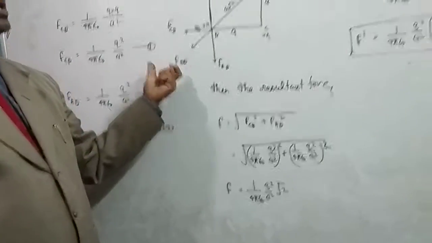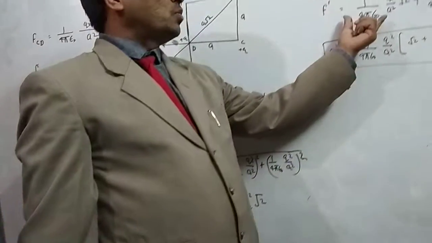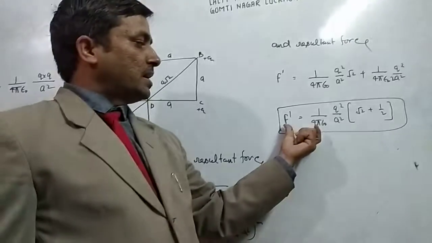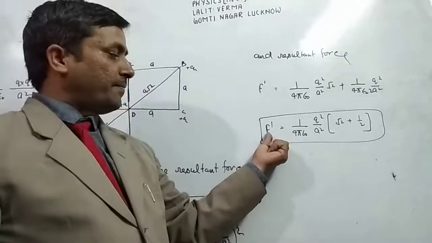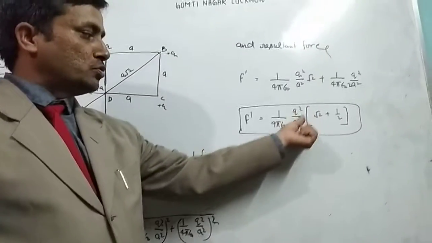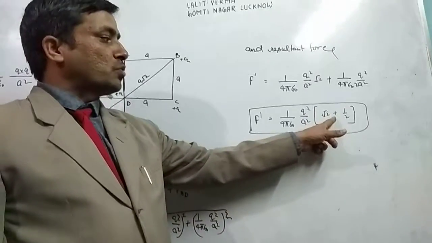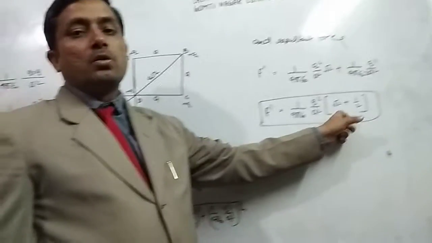And this force is resultant F dash is equal to this and this, we added them. On adding, here F dash is equal to 1 upon 4 pi epsilon naught q square upon a square, root 2 plus 1 upon 2. Then stop.